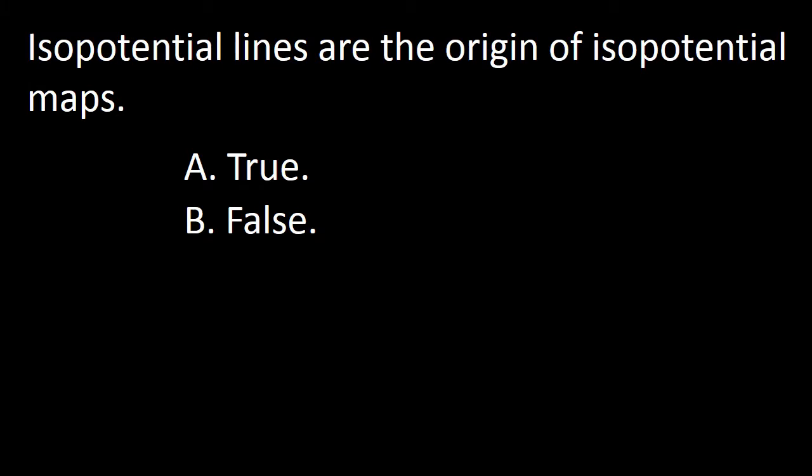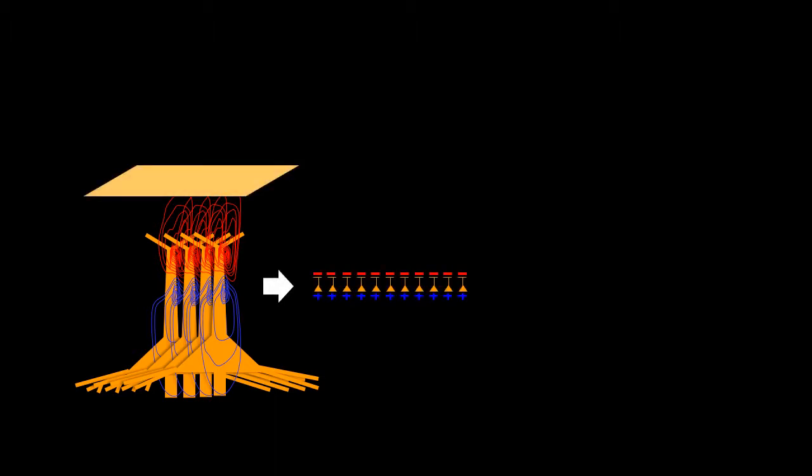Next question. Isopotential lines are the origin of isopotential maps. A, true, B, false. In this frame, I am representing an ensemble of many pyramidal neurons and their corresponding isopotential lines. And now I am representing the same thing in miniature, using the simple negative positive signs at both ends of the pyramidal cell. As you can see, this represents a flat dipole layer.